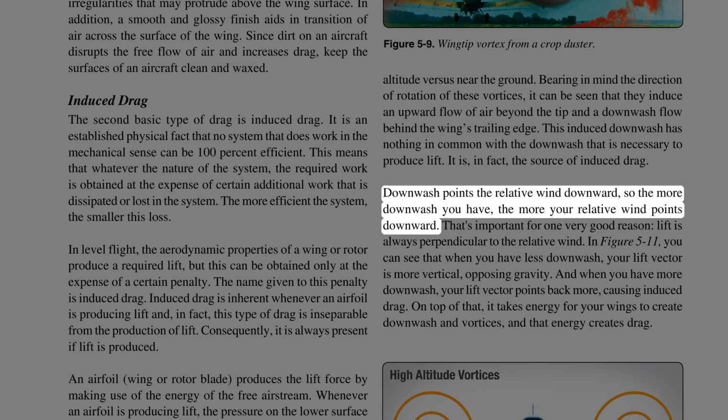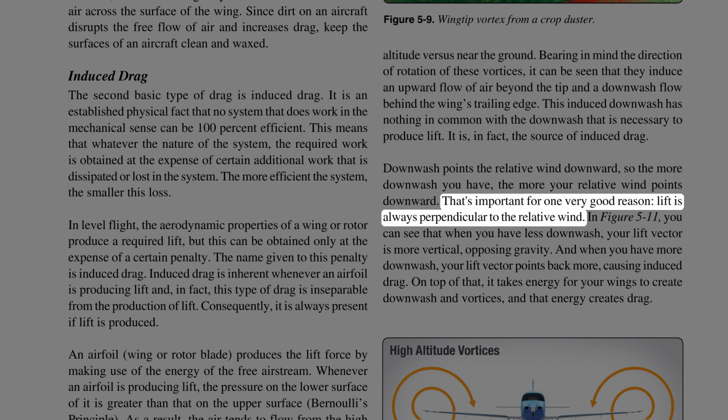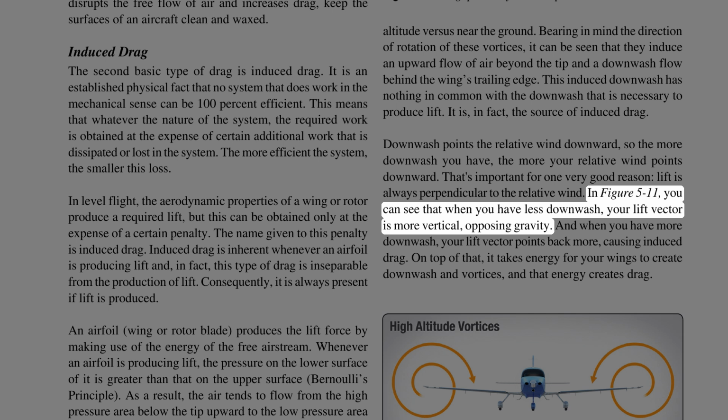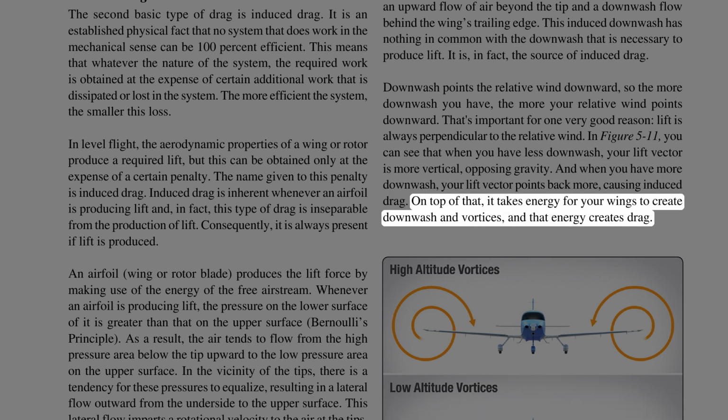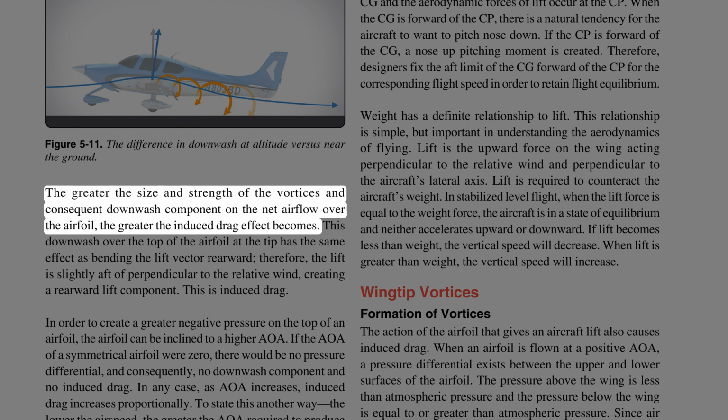Downwash points the relative wind downward, so the more downwash you have, the more your relative wind points downward. That's important for one very good reason. Lift is always perpendicular to the relative wind. In figure 5-11, you can see that when you have less downwash, your lift vector is more vertical, opposing gravity. And when you have more downwash, your lift vector points back more, causing induced drag. On top of that, it takes energy for your wings to create downwash and vortices, and that energy creates drag. The greater the size and strength of the vortices and consequent downwash component on the net airflow over the airfoil, the greater the induced drag effect becomes.